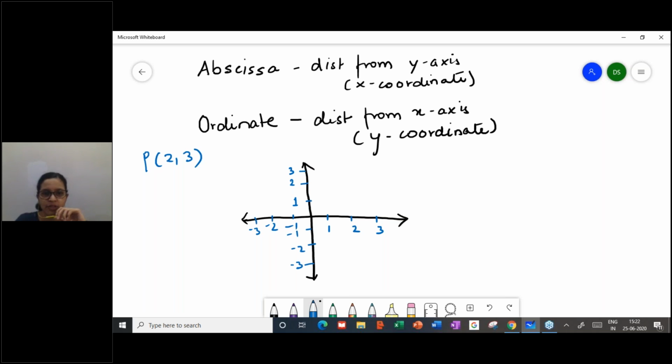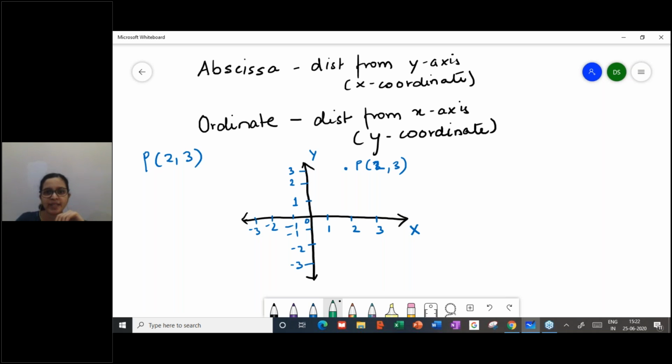Okay, and this is the origin, or just O, and also label the axis, right? So P(2, 3), so 2 is nothing but the x point, so you go here, and 3, so the point is located here. This is (2, 3), right?